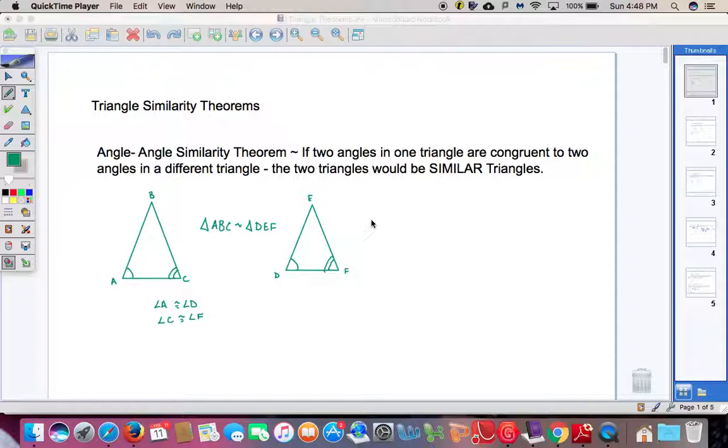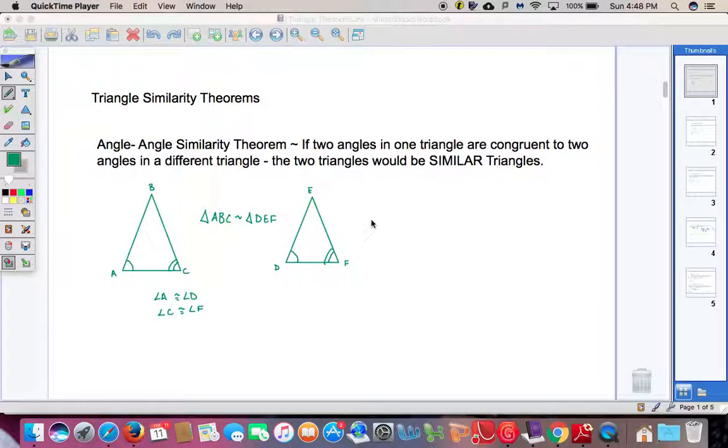Okay, so the definition of similar would mean that the angles of the two triangles are congruent and the sides would be proportional. Now we've been working with proportionality, but we need to get that back in our heads: how we actually solve proportions and how we can prove things are proportional.